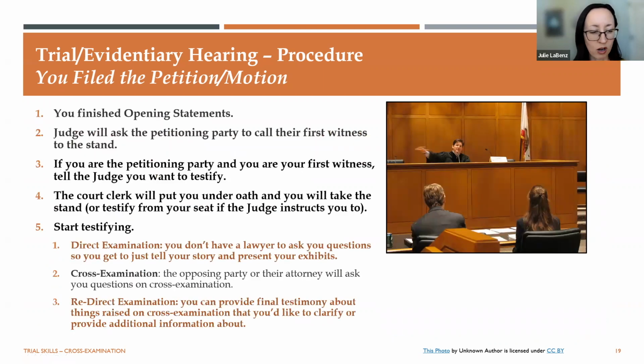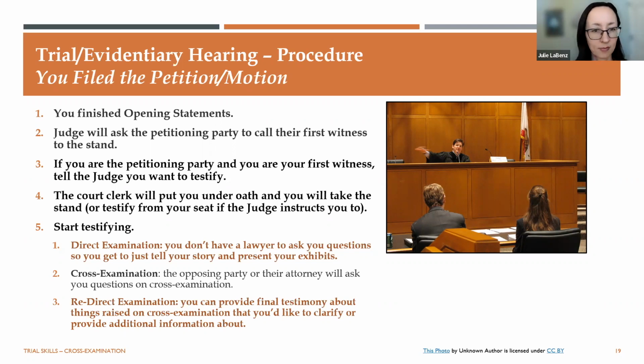And just to walk through it in all practicality, there are going to be opening statements, and then the judge is going to ask the petitioning party to call their first witness to the stand. If you want to be your first witness and you're the petitioning party, you would tell the judge you want to testify. The clerk will put you under oath. You'll start testifying. On direct examination, if you don't have a lawyer, you're just going to start telling your story under oath and incorporating your exhibits, presenting them and seeking to get them admitted into evidence. You're going to be subject to cross-examination. And then once cross-examination is done, you can testify on redirect regarding anything that came up on cross that you want to clarify.